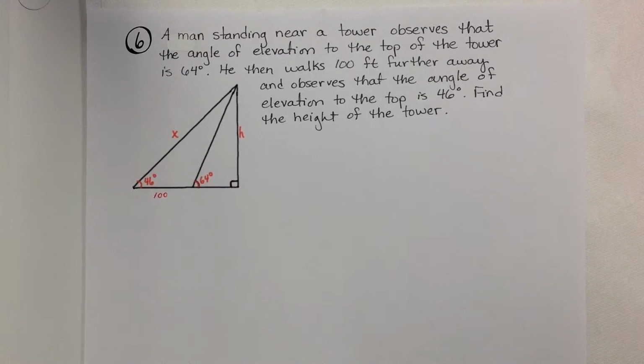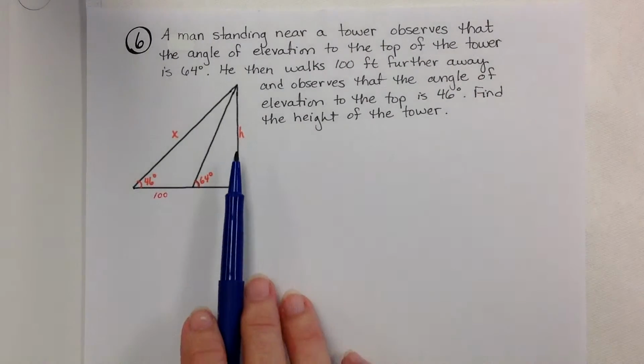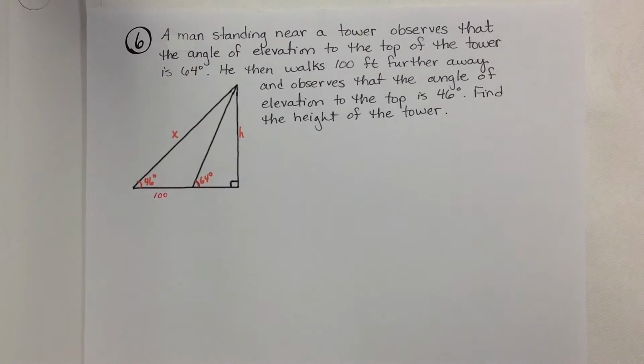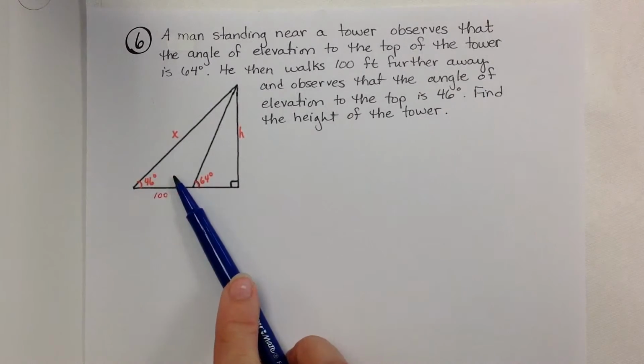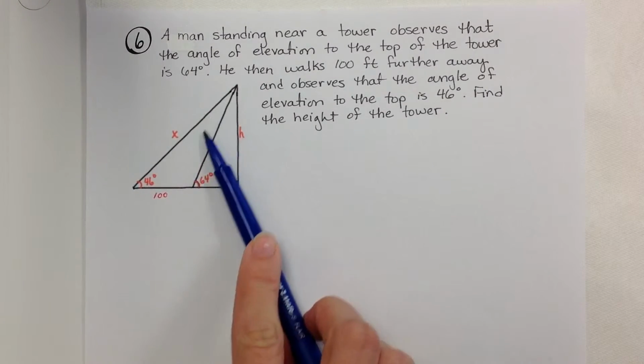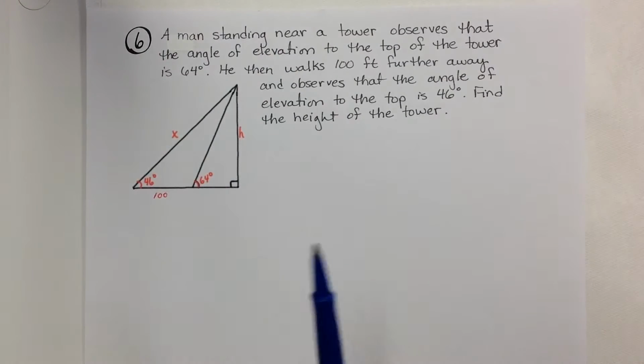So it's wanting you to find the height of the tower. So I've already labeled that side as H. But you actually don't have enough information right now to be able to find that directly. We're actually going to have to find X first. Now, when we had this type of figure before, you were never able to work with this triangle in here because it wasn't a right triangle. But now that we know law of sines, that's something that we can do.